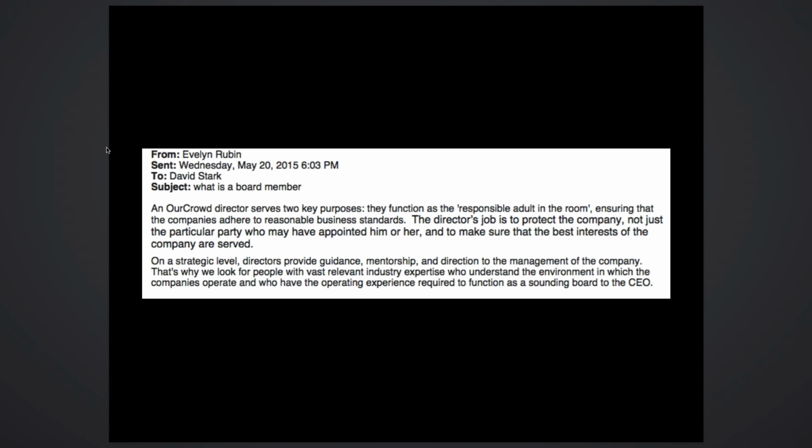So the way she puts it is that an OurCrowd director serves 2 key purposes. They function as the responsible adult in the room, ensuring that the companies adhere to reasonable business standards. The director's job is to protect the company, not just the particular party who may have appointed him or her, and to make sure that the best interests of the company are served.